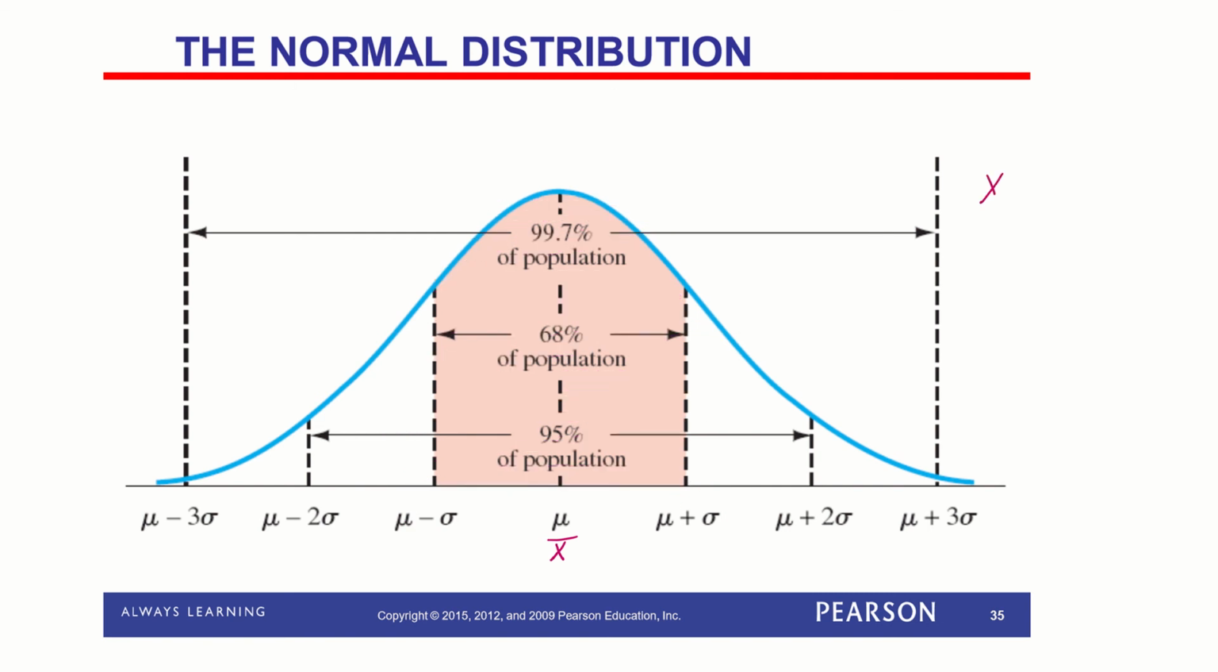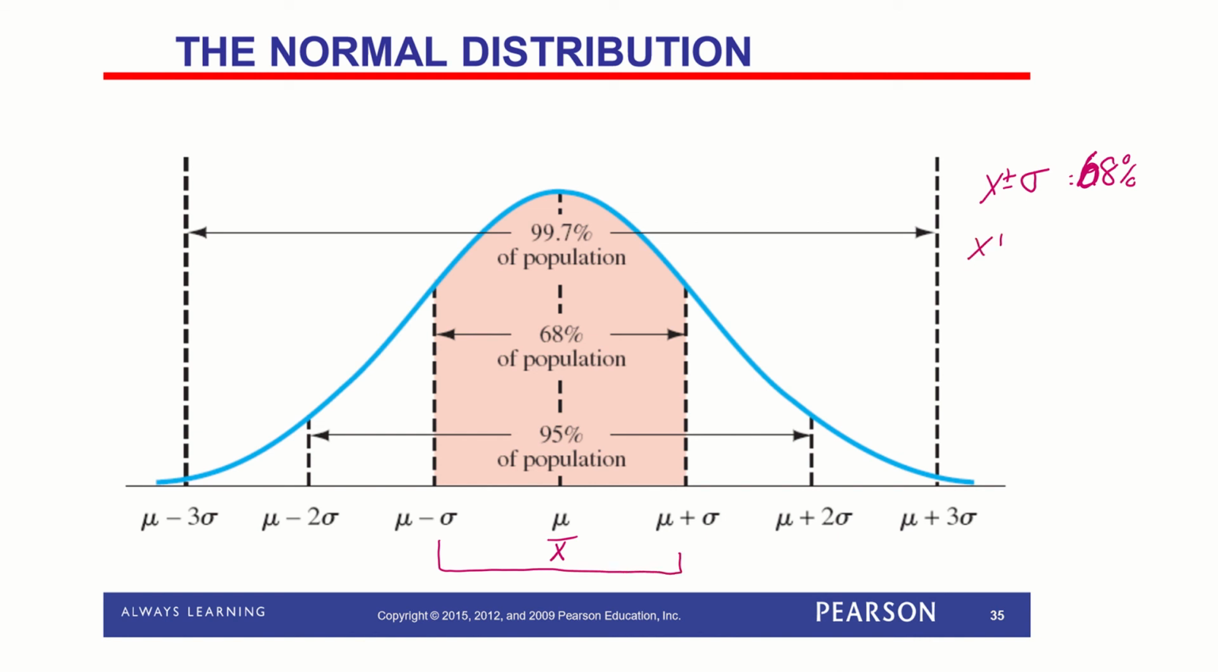So plus or minus one standard deviation, and I am going to go ahead and write that. And that is 68% of the data. 68% of the data is going to lie within one standard deviation. So that is 68% right there.